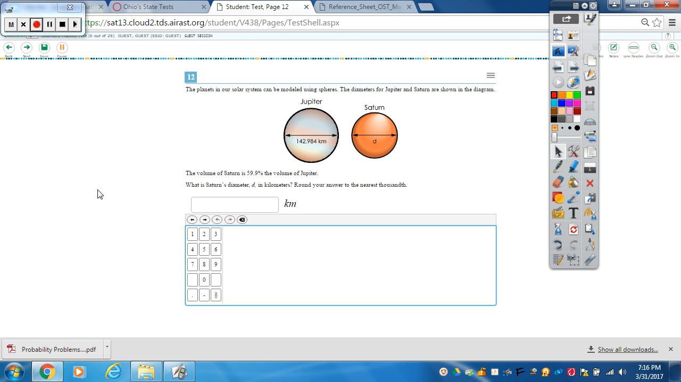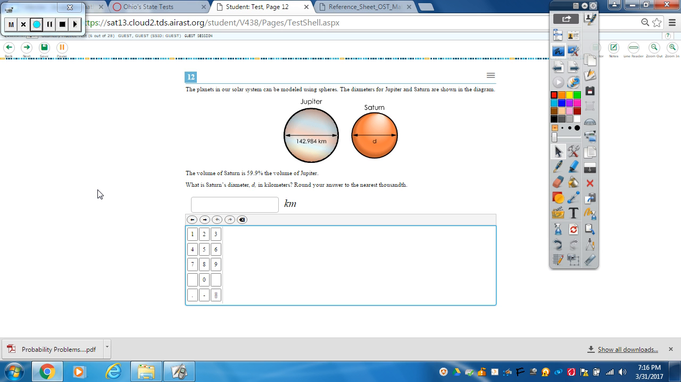So, the planets in our solar system can be modeled using spheres. The diameters of Jupiter and Saturn are shown in the diagram. The volume of Saturn is 59.9% the volume of Jupiter. What is Saturn's diameter, d, in kilometers? Round your answer to the nearest thousandth. Okay? And we already know the diameter of that one.